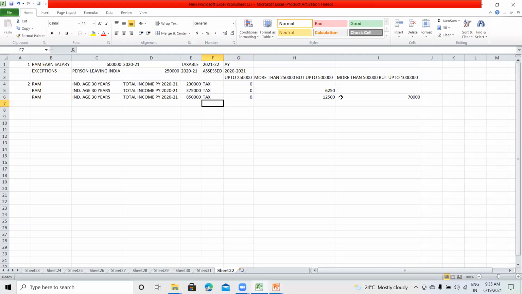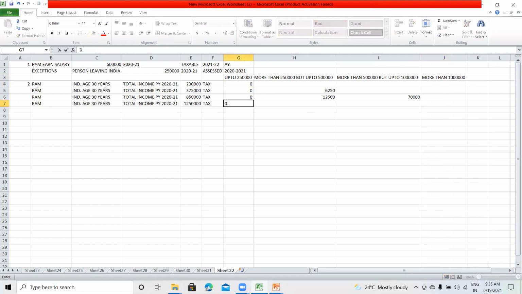For example, Mr. Ram is an individual and his total income in the previous year is 12,50,000. In this case, what will be the tax? As per the provision, if the income is more than 10 lakh, then the excess of 10 lakh will be taxable at 30%.